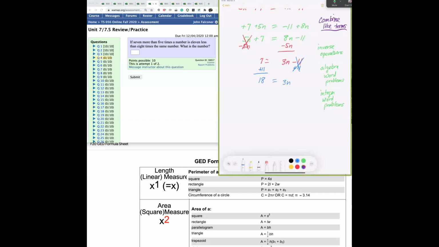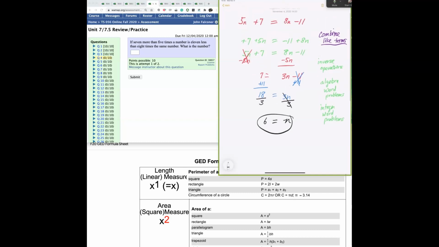And all we have to do here is continue down. n is being multiplied by 3. So we're going to take the inverse operation, which is division. And we will divide this by 3. And if we divide this side by 3, we're going to also divide this side by 3. And this is the fun canceling out part. 3 divided by 3 is 1, which leaves 1n, which we normally just write n. And then 18 divided by 3 is 6. So now we know what n is.